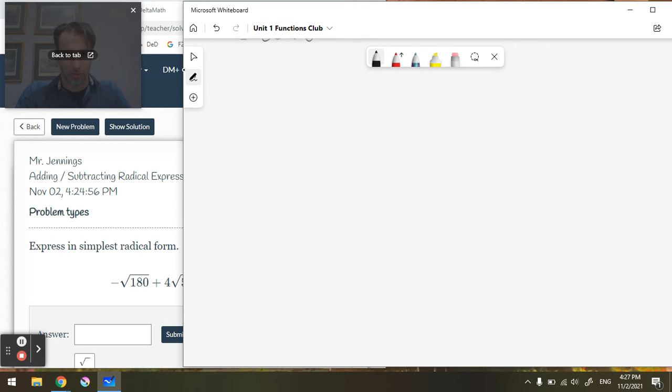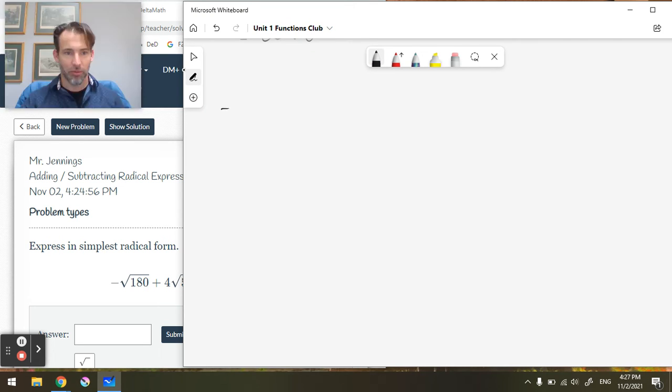Okay, so to simplify it first, I'm not going to worry about that anymore. It's just driving me nuts. 180 plus 4 root 5. Now I want to simplify this first.